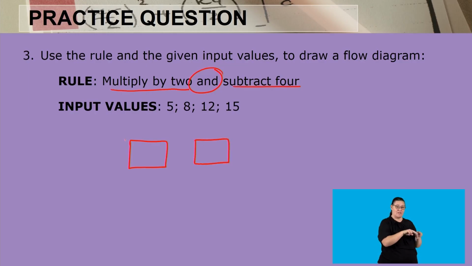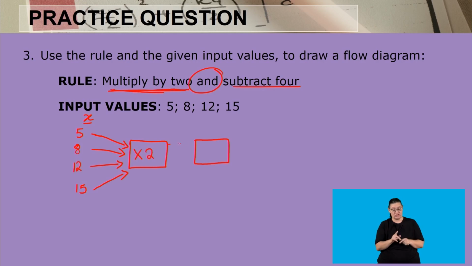So how many input values do we have? We can see there that we were given 4 input values, and we know the input values there are represented by an x. What are those input values? Well, 5, 8, 12, and 15. So these input values are first going to be multiplied by 2, and each of them are going to go through the process.